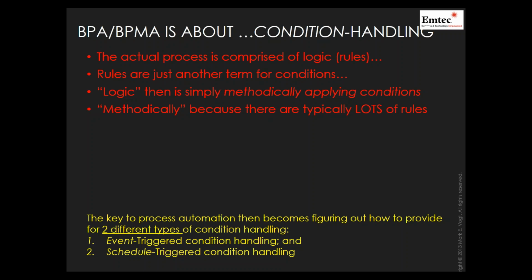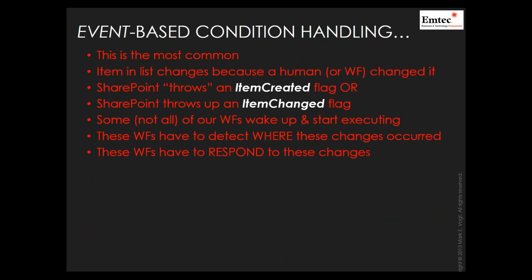Ultimately, you end up with 2 kinds of workflows that you have to manage. The key to process automation is figuring out how to get both of these out of SharePoint. One of those is called event-triggered condition handling. That's easy. That's the one that has to do with changes happening, an add or a change in a SharePoint list. But with the scheduled triggering one, nothing actually happened. I just have to go look on a regular basis. That's a little trickier, and we have a very elegant solution. Let's dive in a little bit more.